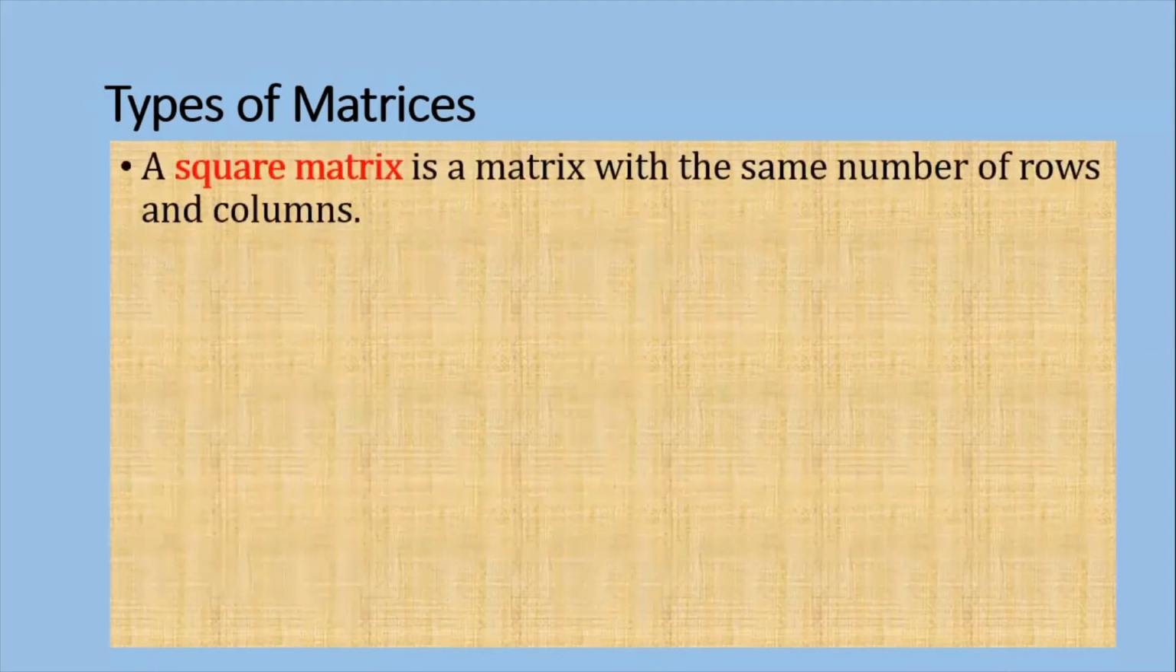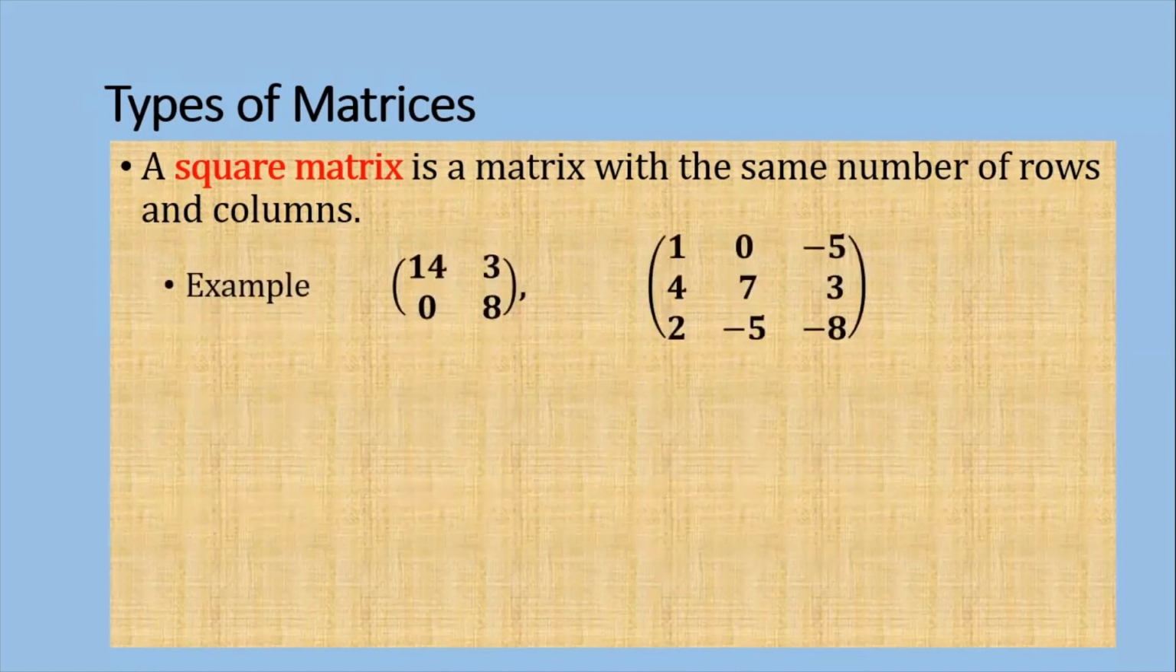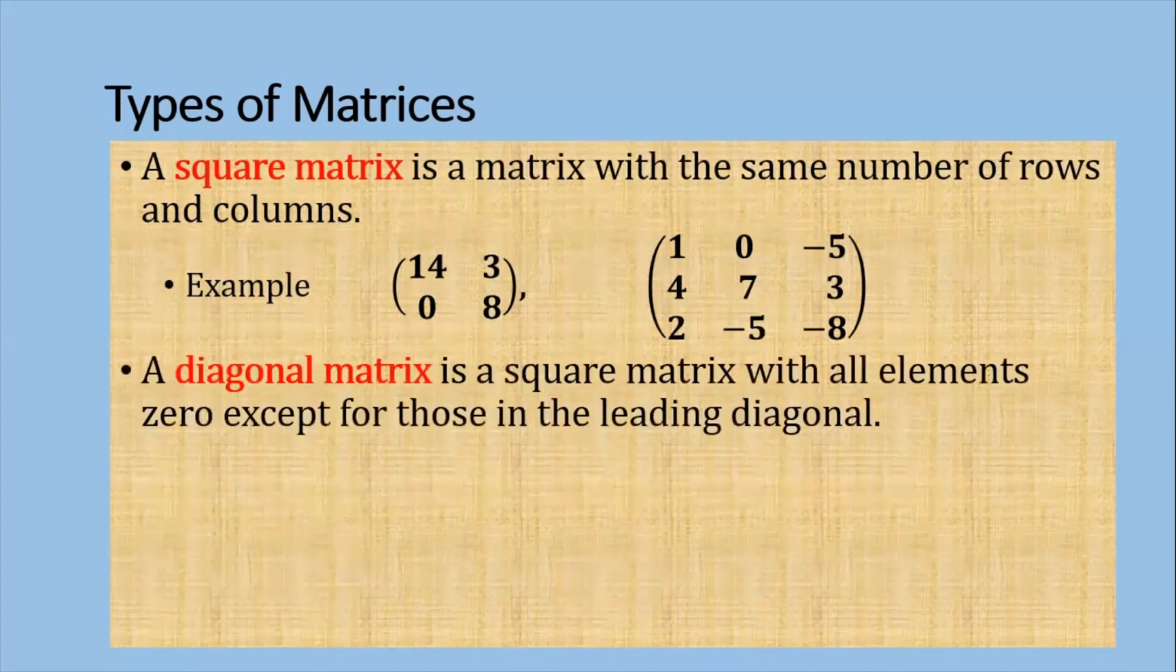A square matrix? Well, a square matrix is a matrix with the same number of rows and columns. For example, you've got a 2 by 2 matrix, the same number of rows and the same number of columns. A 3 by 3 matrix, the same number of rows and the same number of columns. A diagonal matrix is a square matrix. You know what a square matrix is now, with all the elements 0 except for those in the leading diagonal.